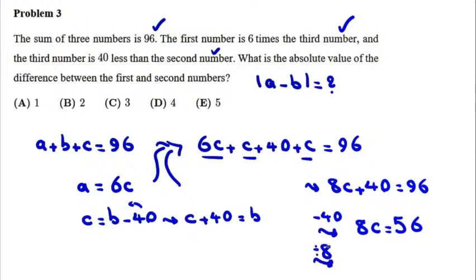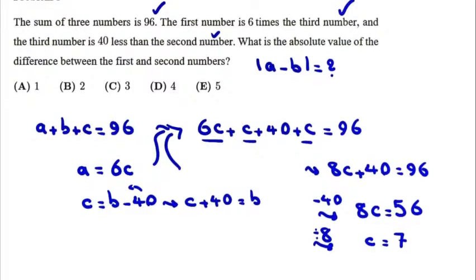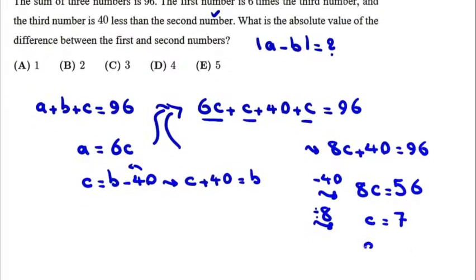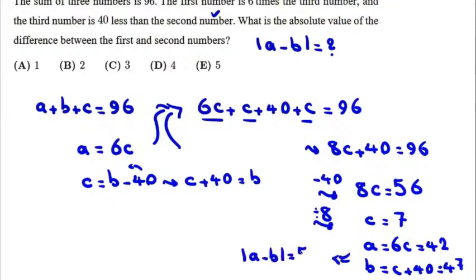Then we divide both sides by 8. C will be 7. And then, because C is 7, A is 6C, which equals 42. B is C plus 40, which is 47. And their difference, the absolute value of A minus B, equals 5, and the answer is E.